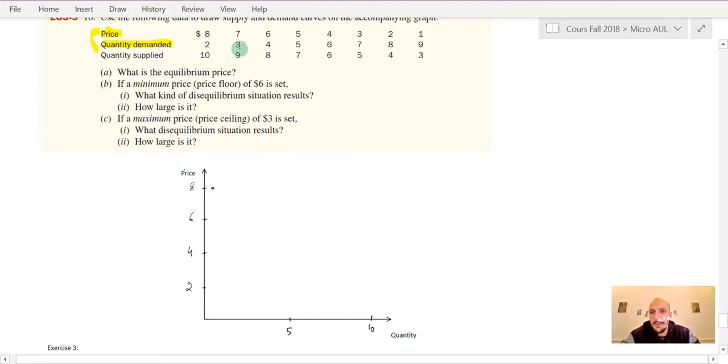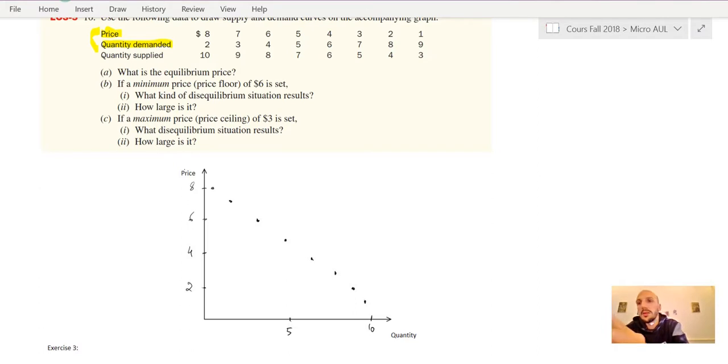Great. And then for price level 7, we have a quantity demanded of 3. So 3 approximately is here. Let's say we will be at this level. Okay, and so on. For price level 6 we are at 4, approximately here, and for price level 5 we are at 5, and etc. 4 at 6, 3 at 7, 2 at 8, and 1 at 9. So approximately like this.